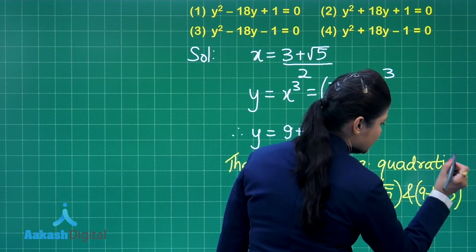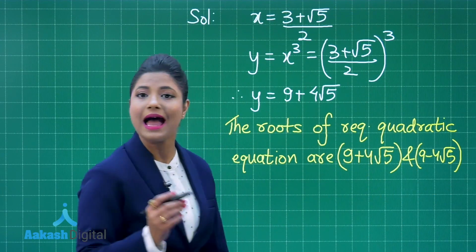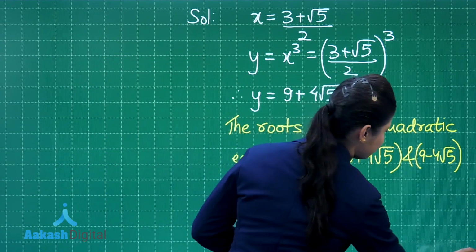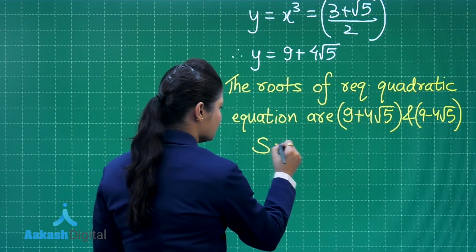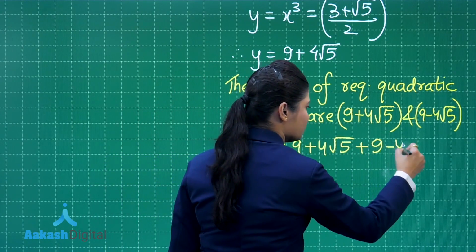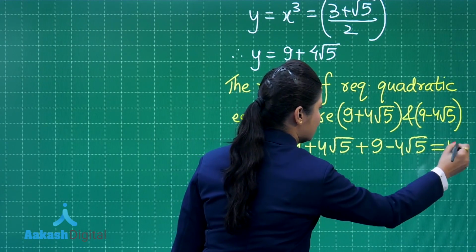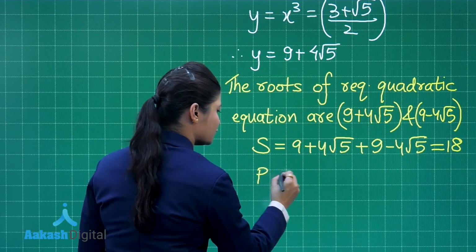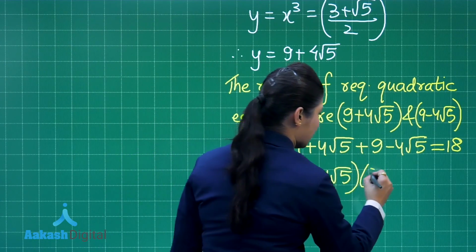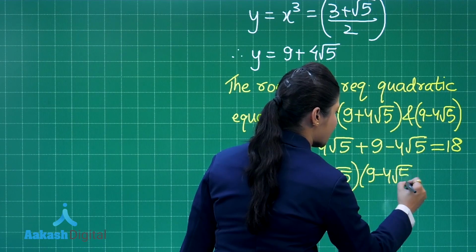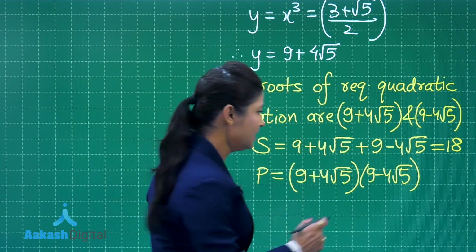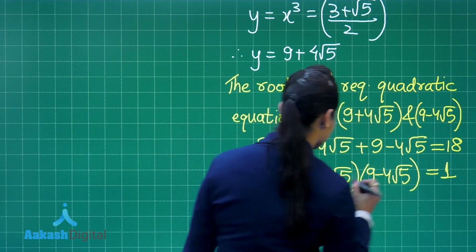If these are the roots, using these we can obtain the sum and product of the roots, which will easily help you get the quadratic equation. So, the sum of roots will be 9 plus 4 root 5 plus 9 minus 4 root 5, that is 18. Coming to the product of the roots, it will be 9 plus 4 root 5 into 9 minus 4 root 5. Using the algebraic identity a square minus b square, we get 81 minus 80 equal to 1 as the product of the roots.